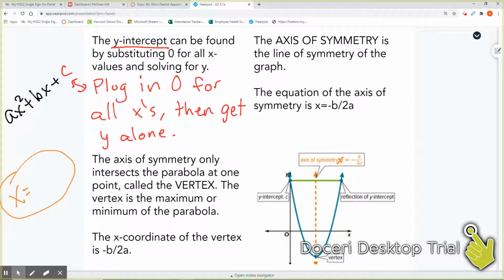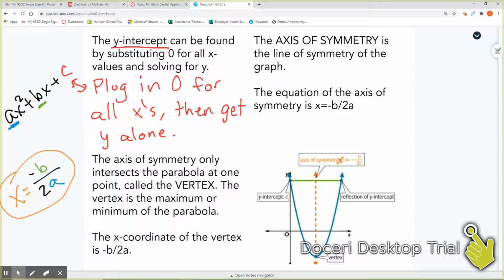But to find the axis of symmetry, you take your negative or your opposite of b. Let me underline that in green. B is right here. It will always be right in front of x. So the negative version of b, or the opposite of b, divided by 2 times whatever a is. And a is always the coefficient of x squared. If you don't see anything in front of x squared, remember there's a 1 there. So negative b over 2a is how we calculate our axis of symmetry.